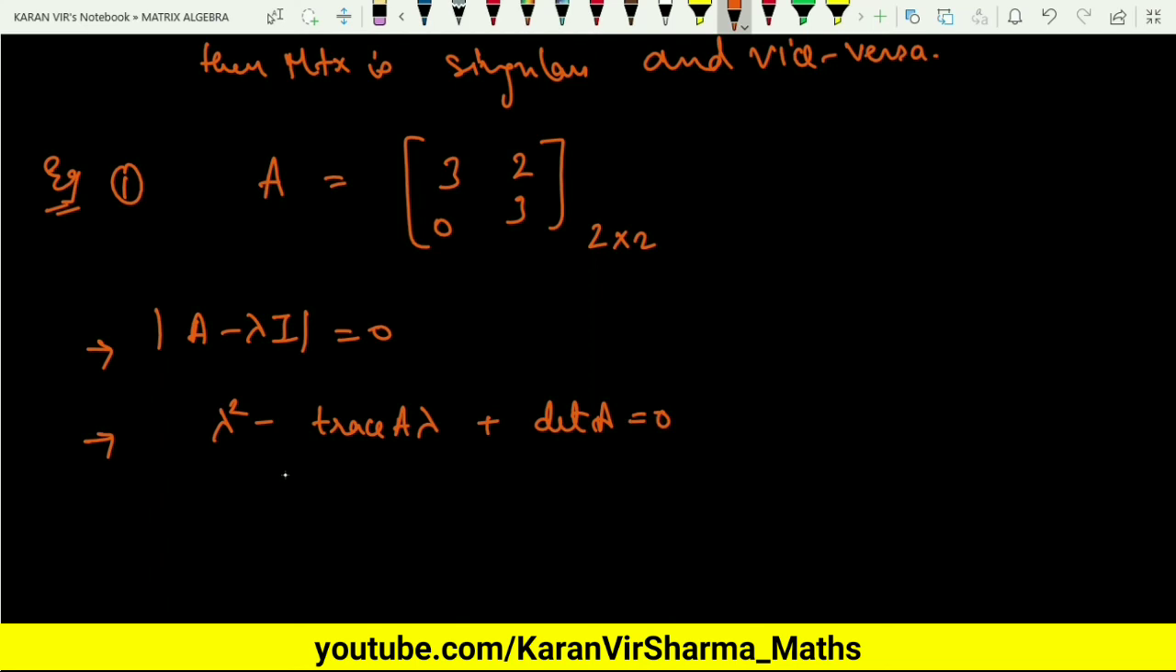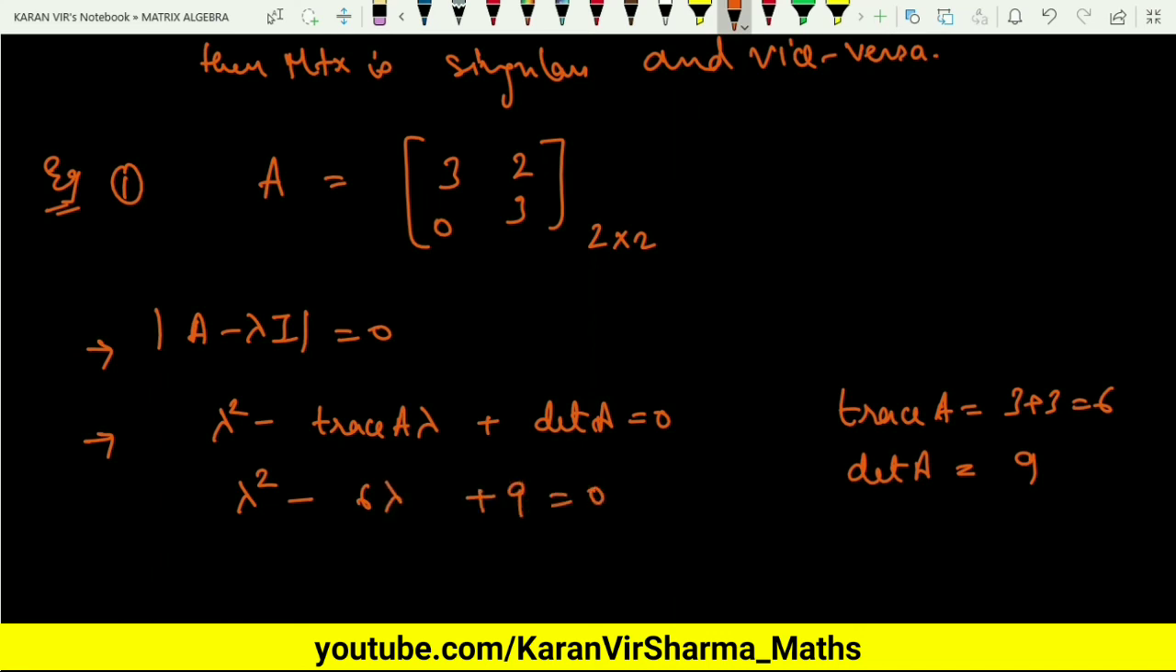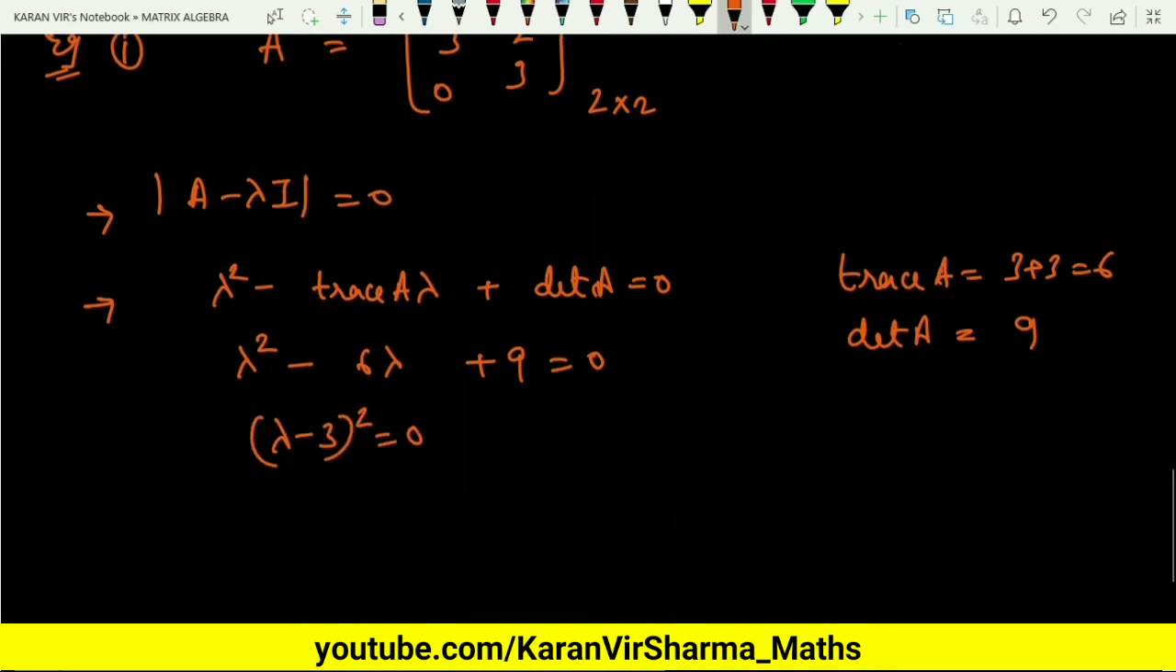Now you can clearly see what is the trace of A from here, that is 3 plus 3 which is 6, and similarly the determinant of A is nothing but 9 minus 0 which is 9, right? So just you can find out the characteristic polynomial from here, that is lambda square minus 6 lambda plus 9 equals 0, and you can see this is nothing but lambda minus 3 whole square equals 0. So you get the value of lambda to be 3 comma 3. So these are the eigenvalues corresponding to A.